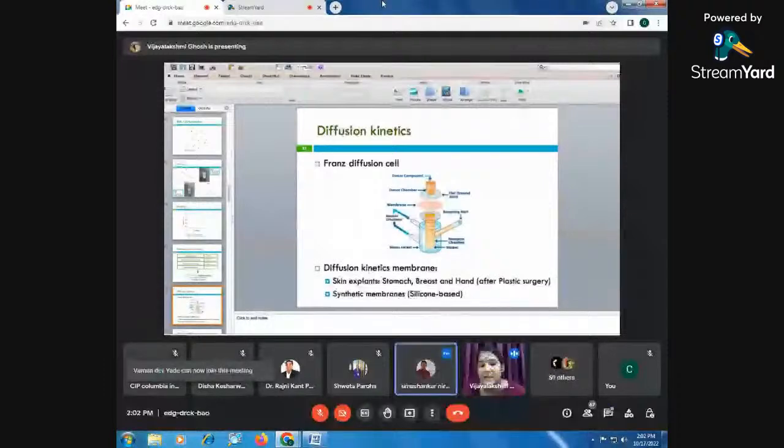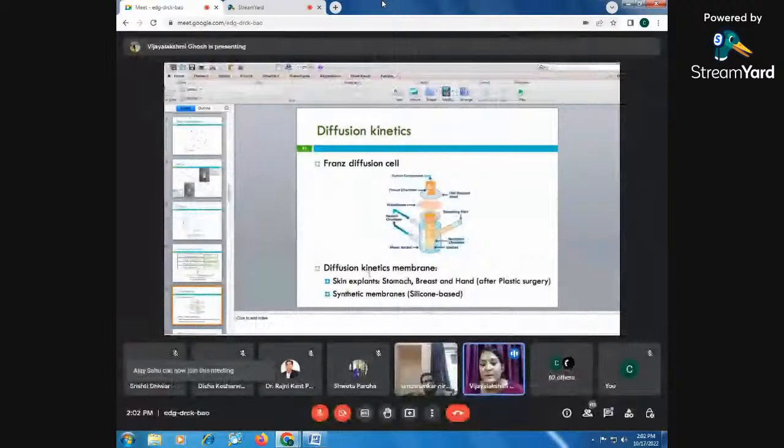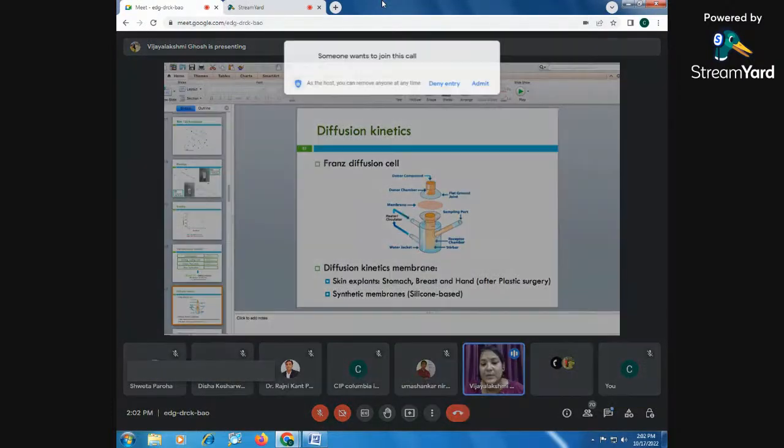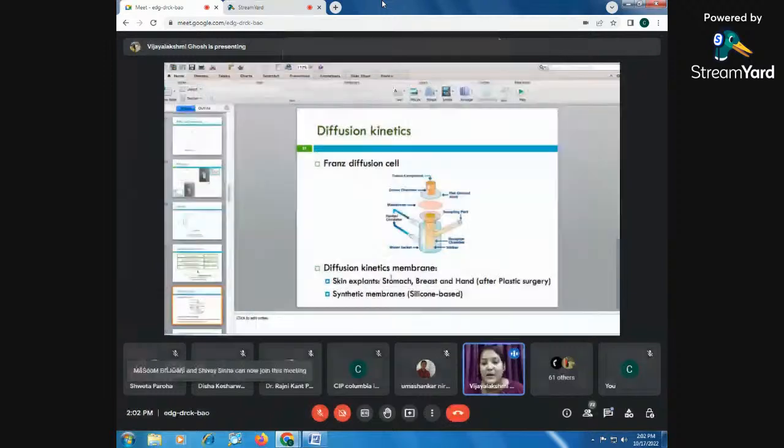When we talk about skin explants, these are obtained after plastic surgery. As we see in France, in Europe, plastic surgery is very common. So we obtained consent from the, we don't say patients, because they are healthy volunteers. From the volunteers, we took the sample after their plastic surgery was over. Then we used that as the membrane between our donor chamber and receptor chamber.